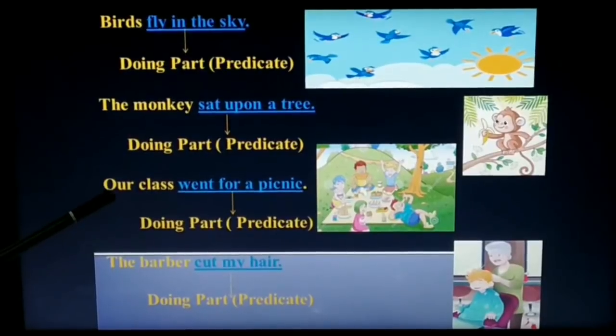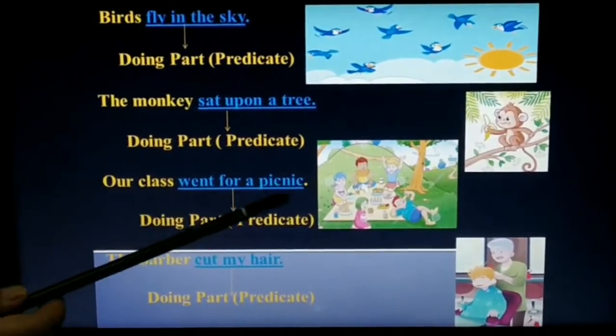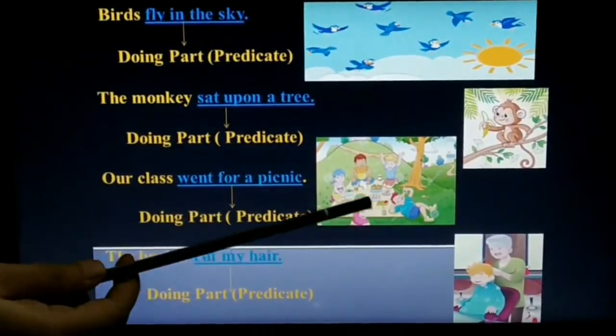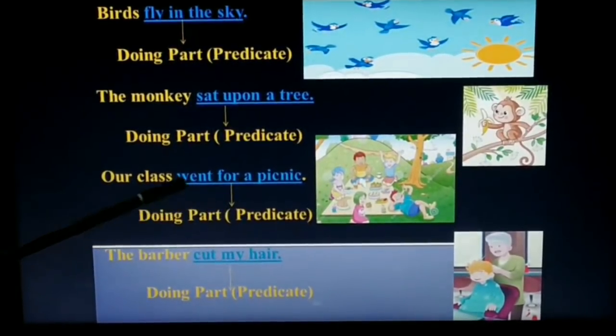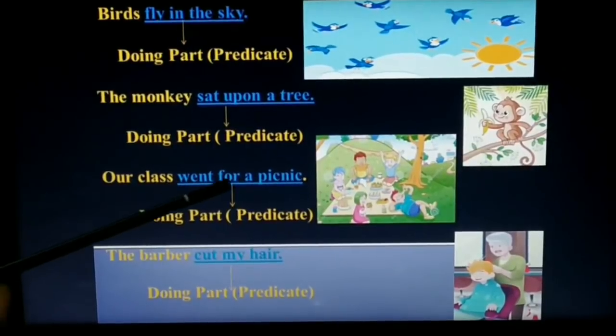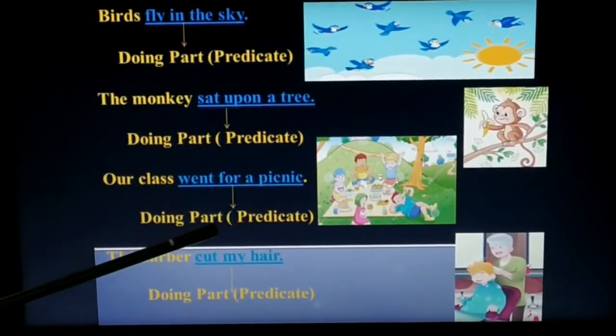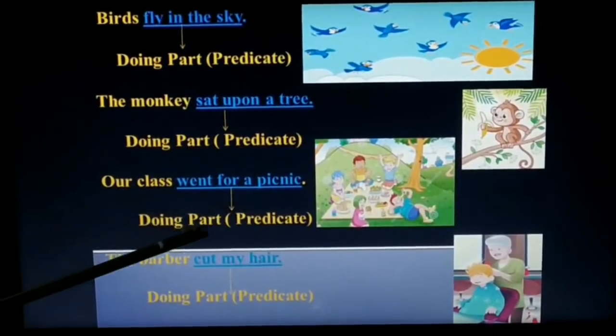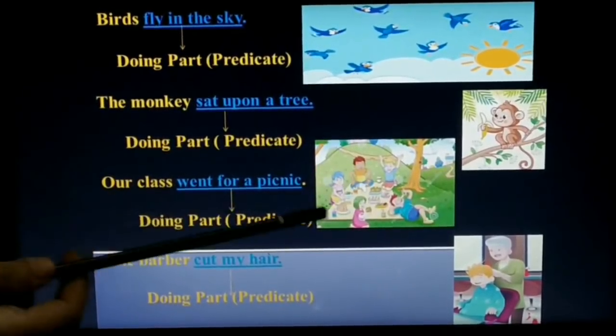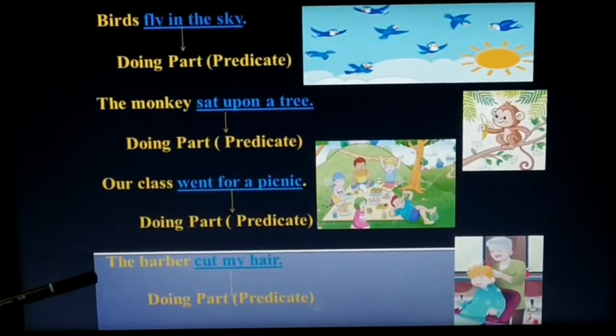Now, let's see the fourth example. Our class went for a picnic. In this sentence, went for a picnic is the doing part, the predicate. Okay. Now see the last one.